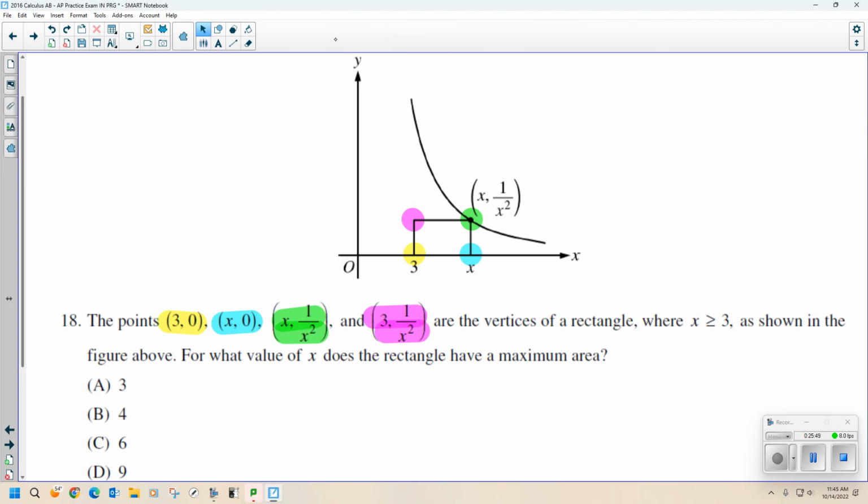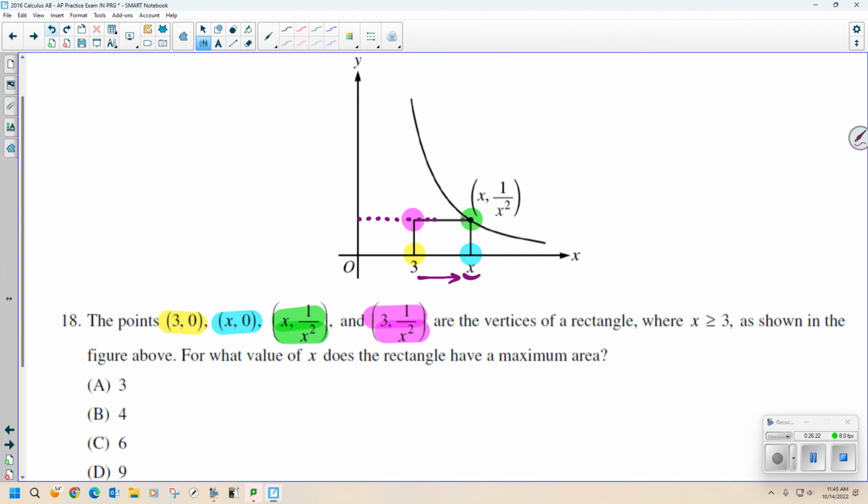How do I know that? Because if this y value here is 1 over x squared, it's the same y value when x is 3. So this will be 3, comma, 1 over x squared. All right? There we go. Are vertices of a rectangle where x is greater than or equal to 3. It's to the right of 3 on the x-axis, okay?